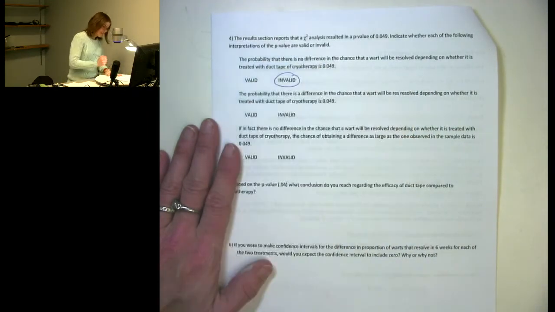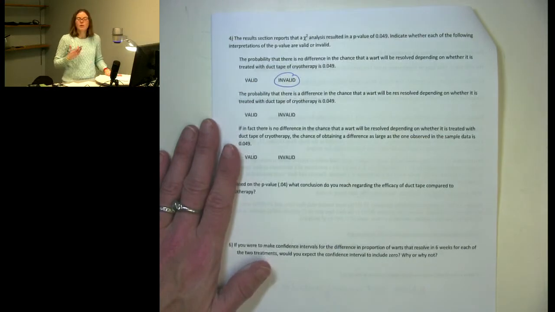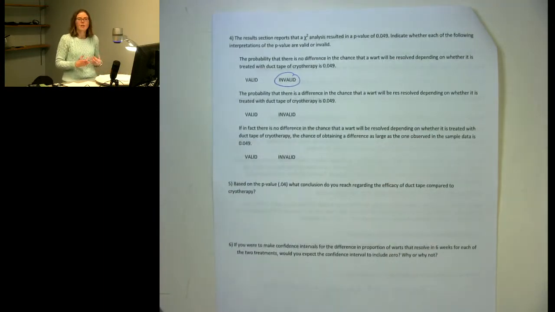So this is invalid because it's not talking about the chance of seeing our data, or something more extreme, if the null hypothesis is true. There's no reference to the sample data at all in this interpretation.